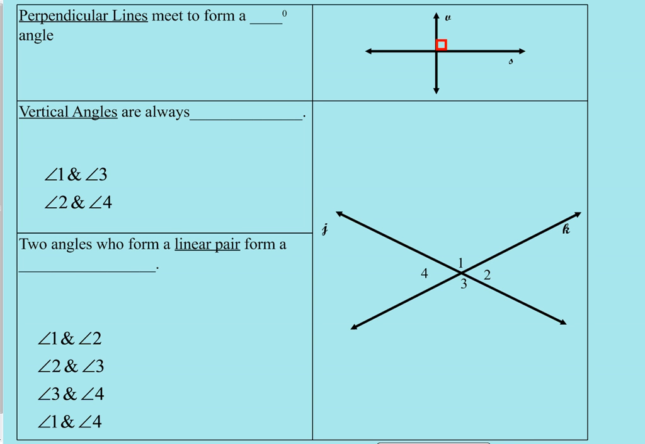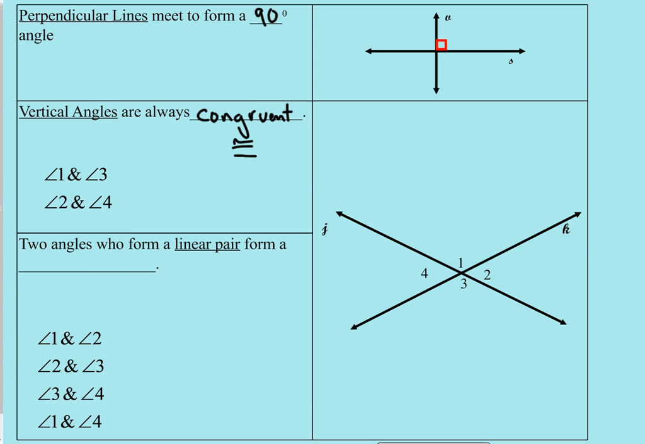Okay, recap. Perpendicular lines meet to form a 90-degree angle. We knew that from before. Vertical angles are always going to be congruent. Or if you don't want to write it, draw the symbol. I'm okay with either one. Remember, vertical angles, these guys and these guys. Those are vertical.